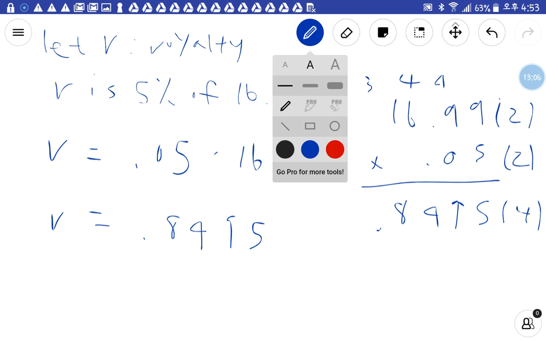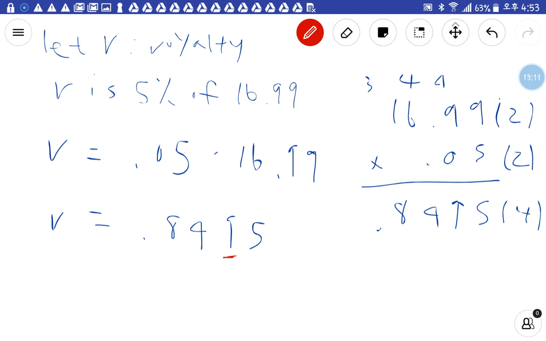But this is money, so we have to write it to the nearest cent. Please look at my hundredths place, which is a 9. It is bigger than 5, so round up. My answer is 85 cents. Alright, so this is for example 2, quick check 2, example 3, and quick check 3.